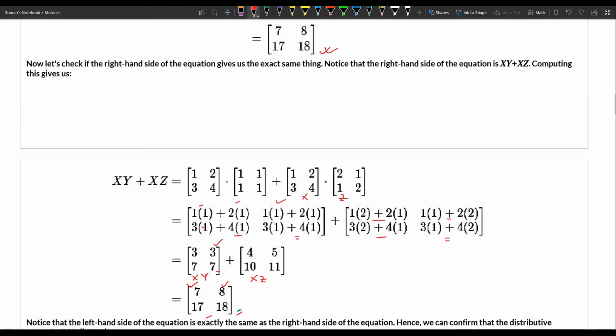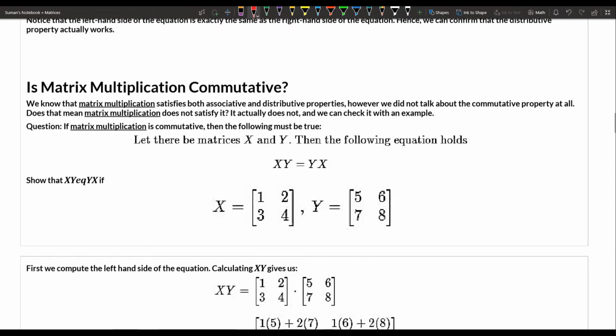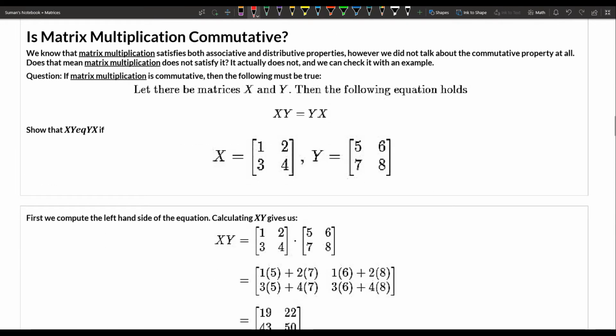Let's check the result here. That one we already had for x into (y plus z). So we can say the distributive property also holds for matrix multiplication. Let's check the most important property of matrix multiplication, that is the commutative property.